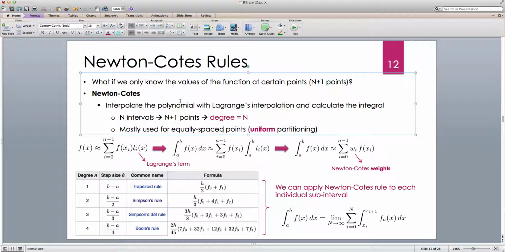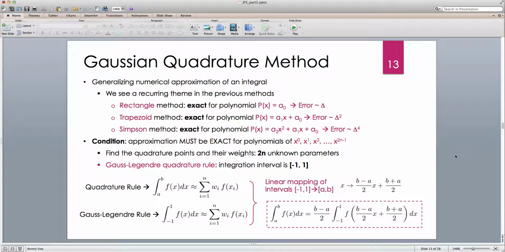So this whole idea of Newton-Cotes rule and the trapezoid, Simpson rules, Boole's rule, all of these that are derived from this Newton-Cotes rule are for uniform partitioning. Now the question is, is uniform partitioning actually the optimal case? And the answer is no. Uniform partitioning is not the optimal case, and that leads us to the next and widely used method called Gaussian Quadrature or Gauss Quadrature method, all right?